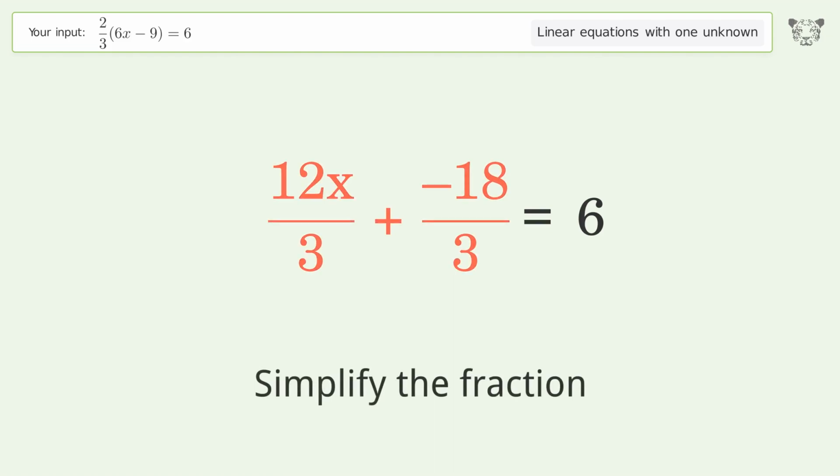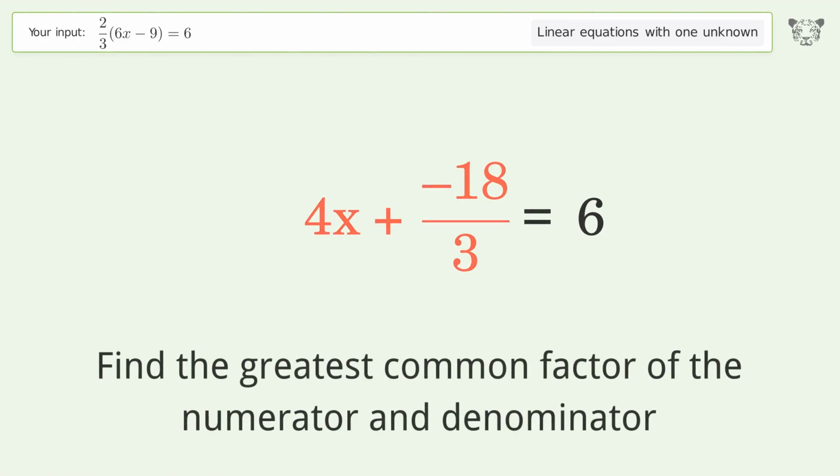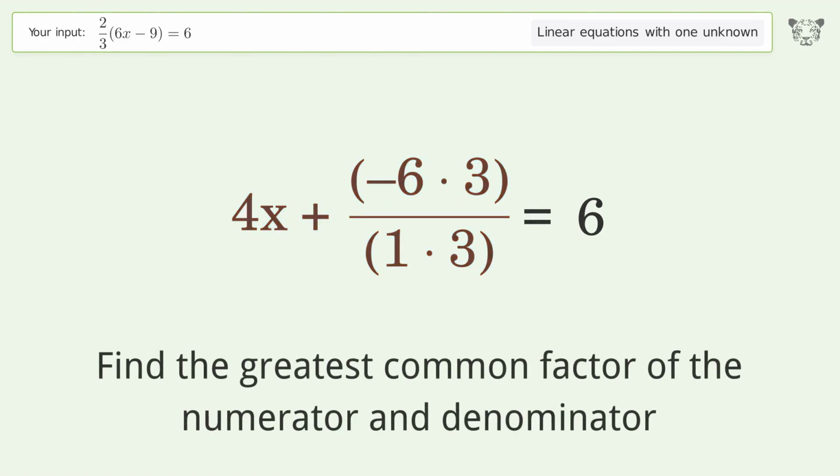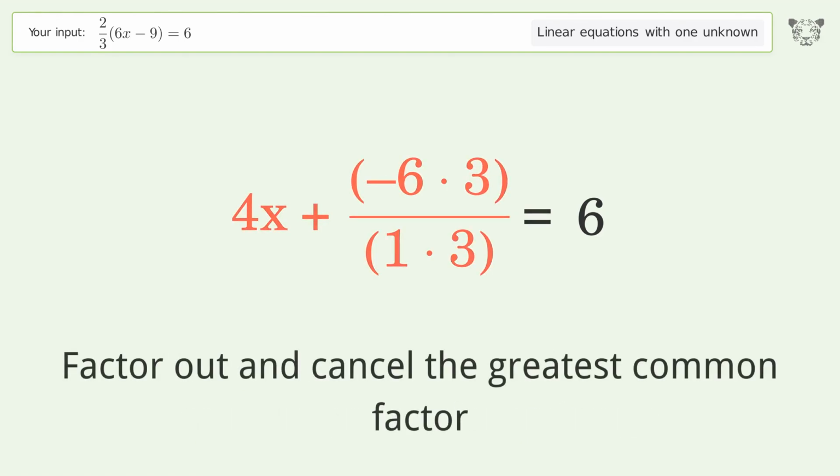Simplify the fraction. Find the greatest common factor of the numerator and denominator. Factor out and cancel the greatest common factor.